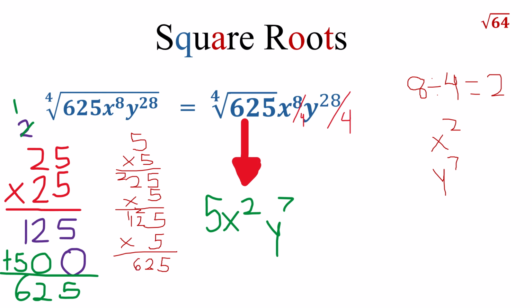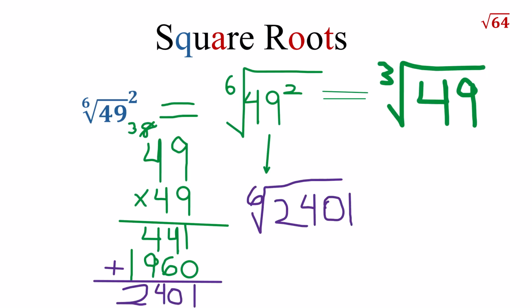Okay, so not really hard stuff. And there's your answer. You have 4 sets of 5s. So you can take 5 out, and you have x to the 8 divided by 4 gives you x to the second power. y to the 28 divided by 4 gives you y to the 7th. And there's your answer. Okay, now this one is a horror story.